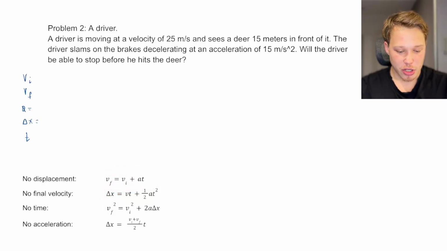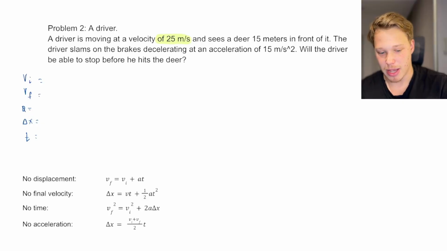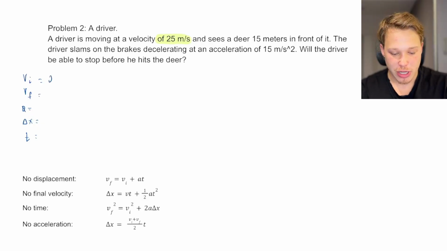So a driver is moving at a velocity of 25 meters per second. Okay, so he's firstly moving at this velocity, then something happens. So 25 meters per second is the initial velocity. And then he sees a deer 15 meters in front of him. Okay, let's come back to this 15 meters in a second. The driver slams on the brakes, decelerating at an acceleration of 15 meters per second squared.